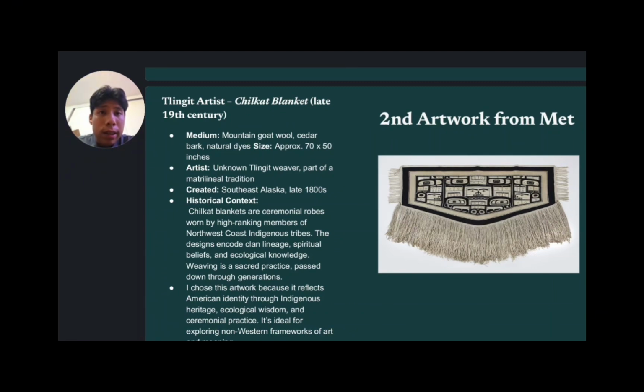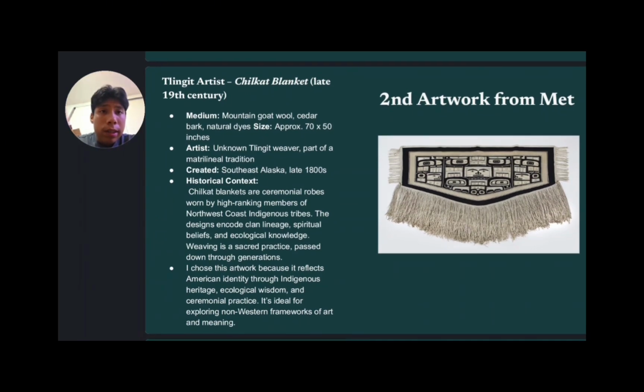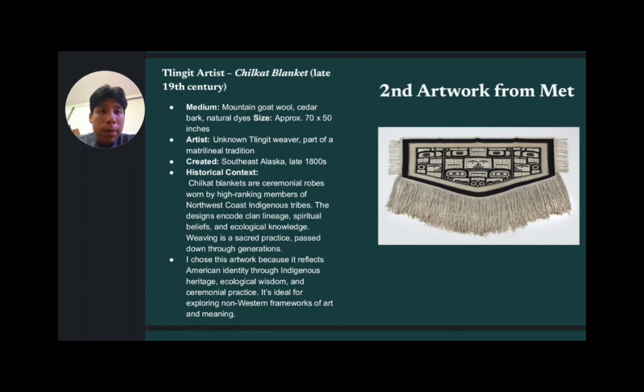The next artwork, a Tlingit blanket, was by a Tlingit artist. So this is actually unknown, nobody really knows what specific person made this, but it is part of a tradition from Southeast Alaska in the late 1800s. Some historical context behind this blanket is that these were robes worn by high-ranking members of the Northwest Coast indigenous tribes. The designs encode clan lineage, spiritual beliefs, and ecological knowledge.